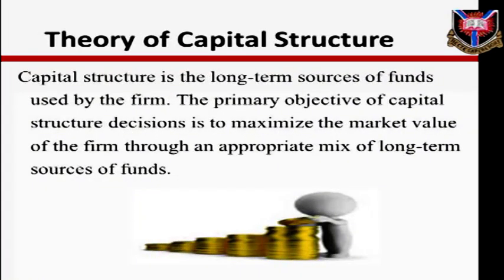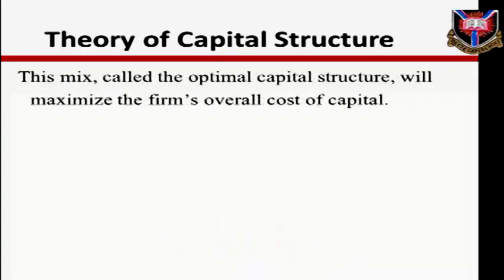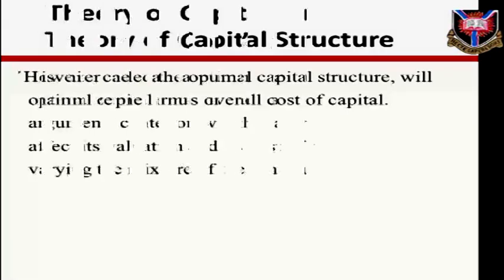Theory of capital structure. Capital structure is the long-term sources of funds used by the firm. The primary objective of capital structure decisions is to maximize the market value of the firm through an appropriate mix of long-term sources of fund. This mix, called the optimal capital structure, will minimize the firm's overall cost of capital.